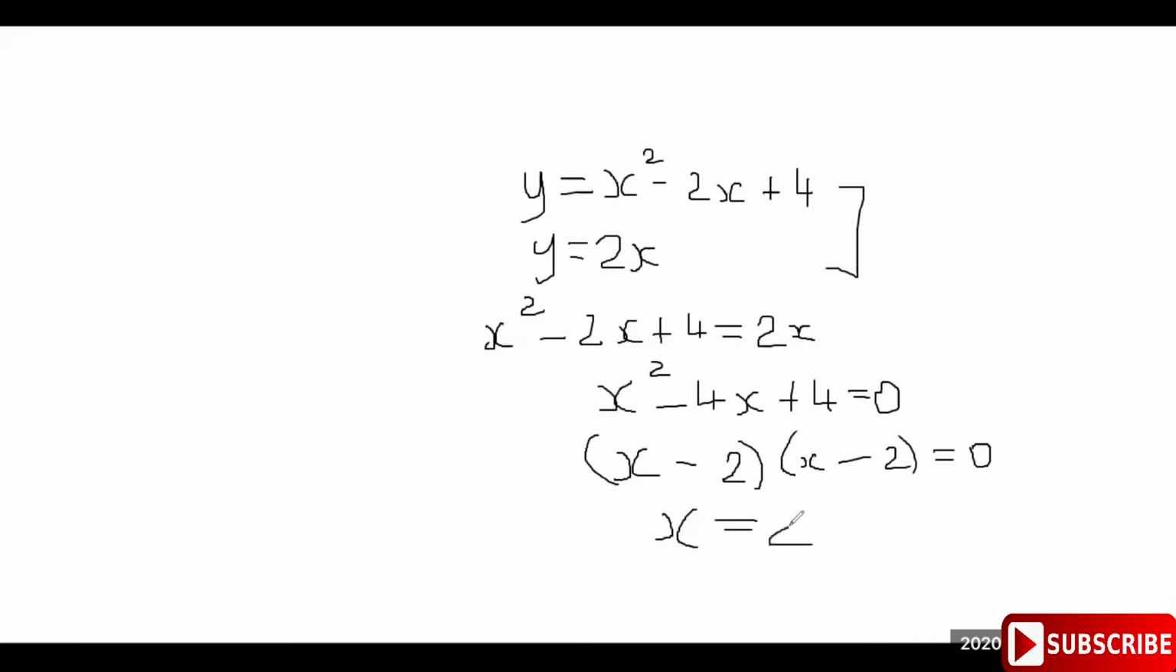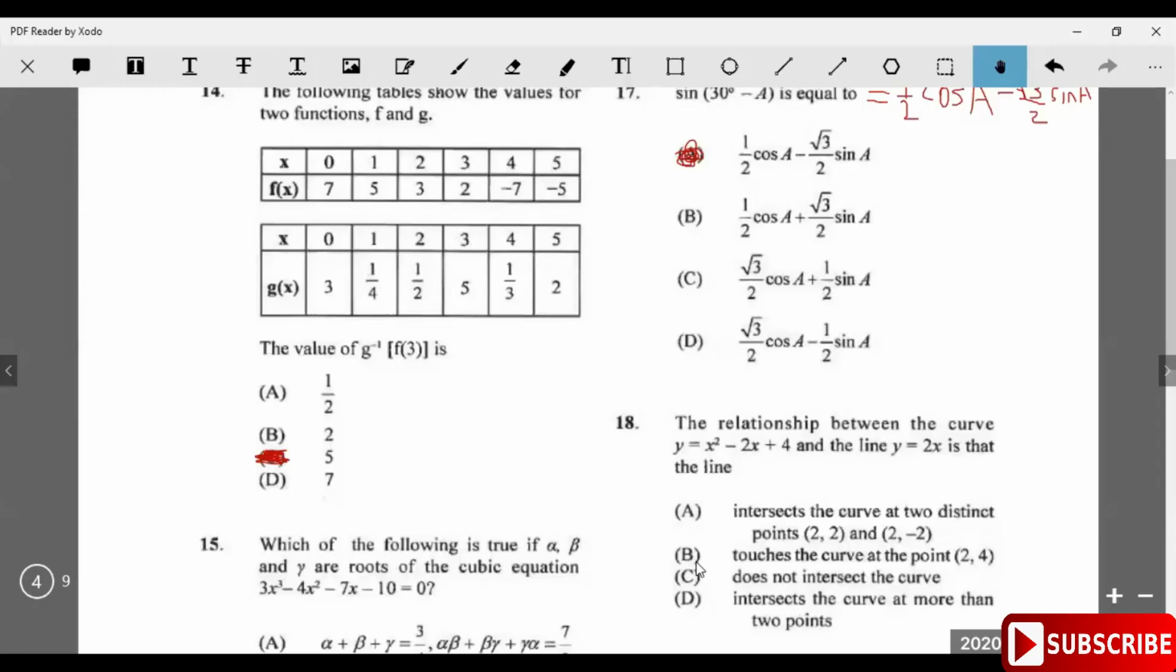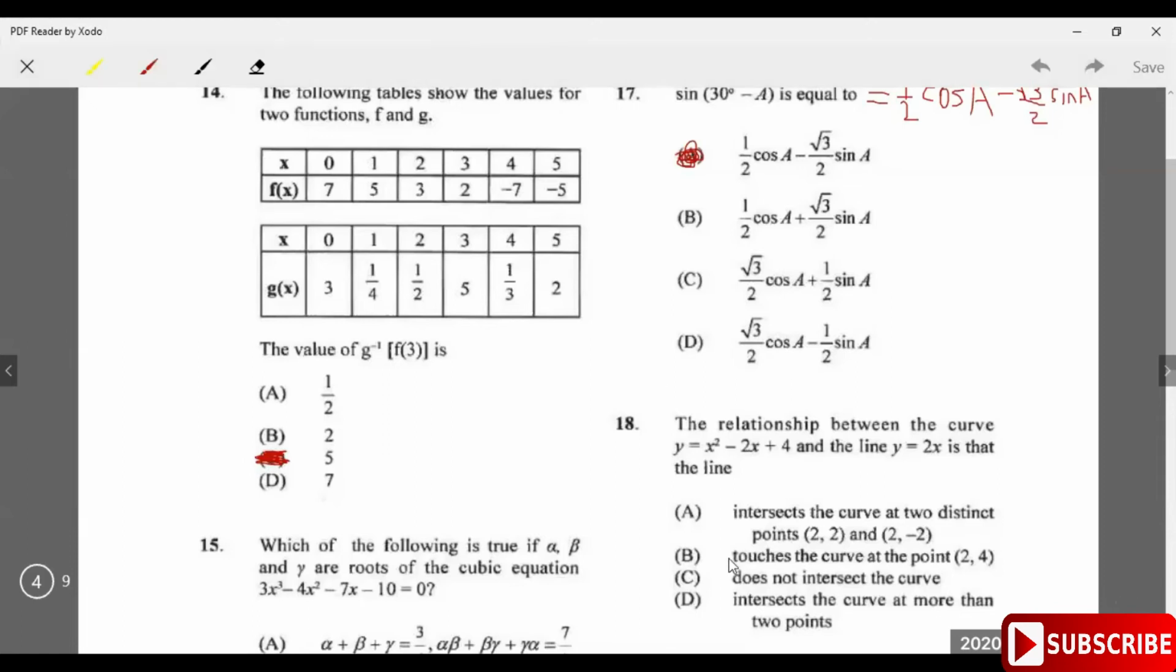So it only has one point of intersection. And if x is equal to 2, then y is going to be equal to 2 times 2, which is 4. So the point of intersection is 2, 4. So it touches the curve at 2, 4. That's option B. Easy question.